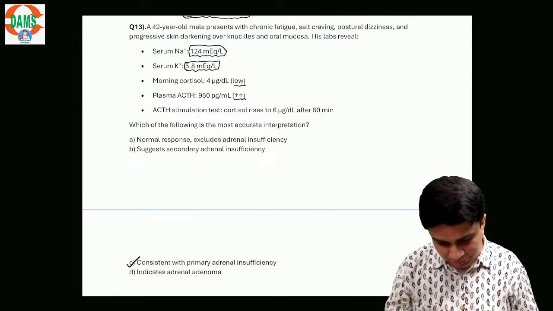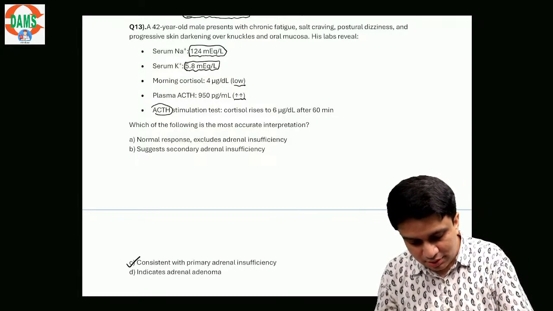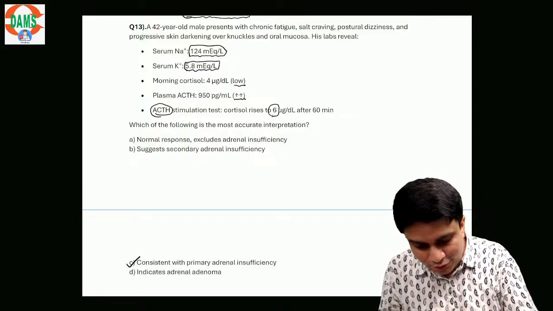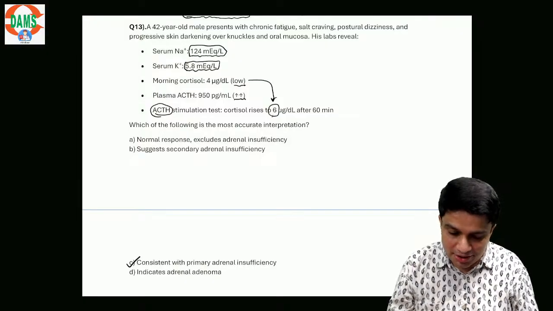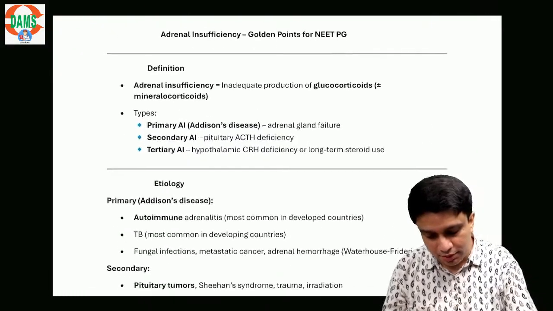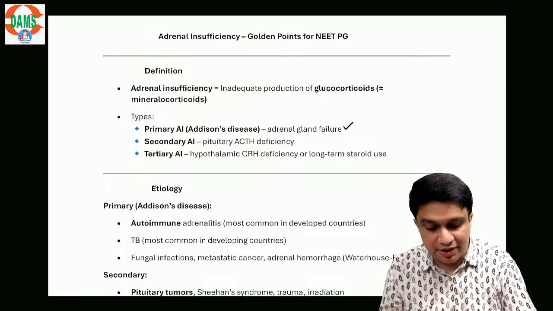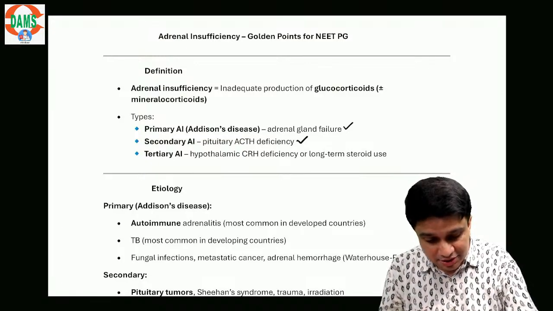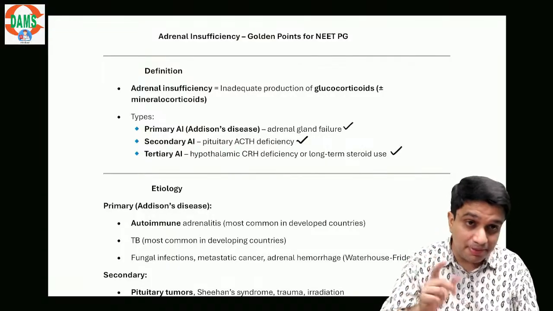Got it? And most important, does your cortisol rise on ACTH stimulation? No, it doesn't rise that much. From 4 to 6 it went. It is still low. That means your patient's adrenal gland is not working properly. Primary. Don't forget, primary adrenal insufficiency is an adrenal gland failure. Secondary adrenal insufficiency is a pituitary gland failure. And tertiary adrenal insufficiency is a CRH deficiency due to long-term steroid use. I've discussed this in INI-CET PYQ.